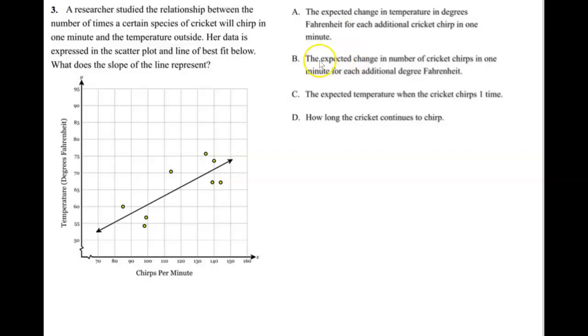So here B says the expected change in the number of crickets chirping in 1 minute for each additional degree Fahrenheit. So one is saying when the temperature changes, how does the cricket chirps change? And the other one's saying as the cricket chirps change, how is the temperature changing, right? Okay, so we want to go with the latter, A. It's the only one that has the crickets as the input and the temperature as the output.